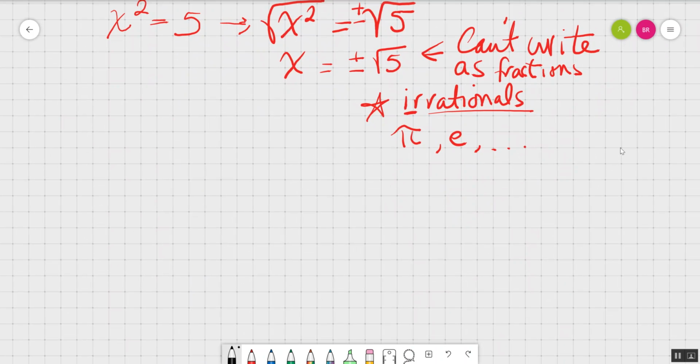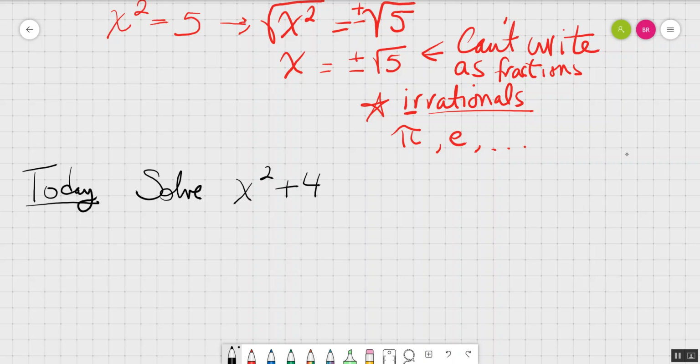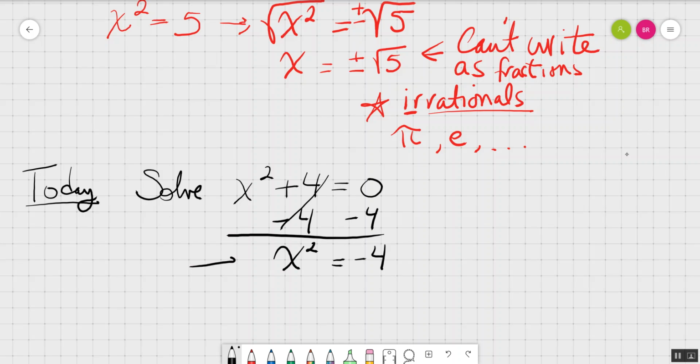So this is what we're going to be up to today. We want to solve things like x squared plus 4 equals 0. So hopefully your natural inclination from everything we've just done is to subtract 4 from both sides, get the x squared on one side by itself, so x squared equals -4. And from what we've seen so far, we don't know how to do this.